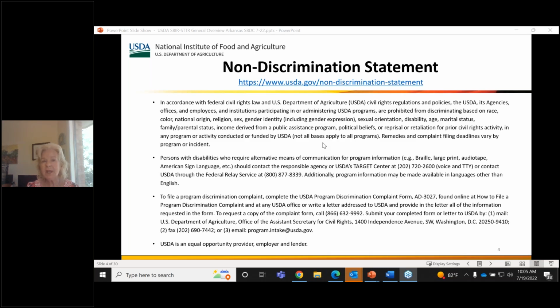This is the USDA's non-discrimination statement. You will be getting a PDF of these slides. I won't go through all of them, but I do want to point out that this includes many, many different groups, based on race, national origin, gender identity, disability, marital status. It goes on. It is very inclusive of many groups. And so when you get the PDF of these slides, it'd be great if you just look through this a little bit.